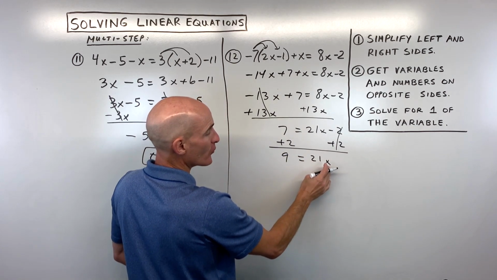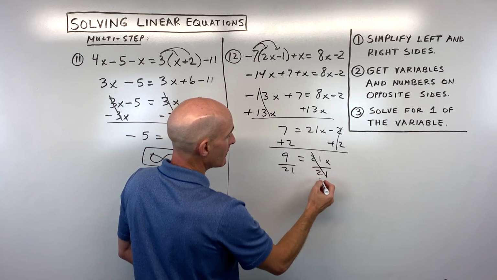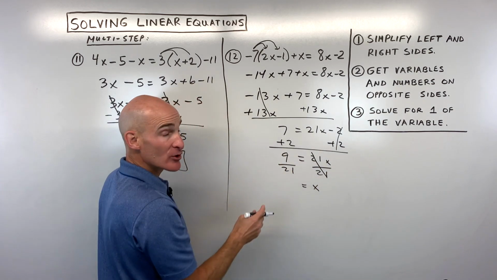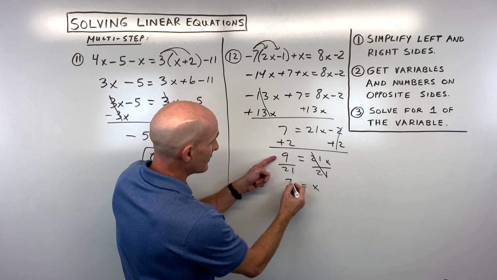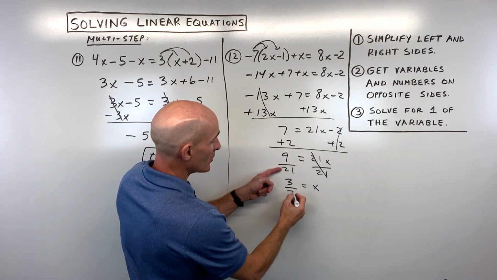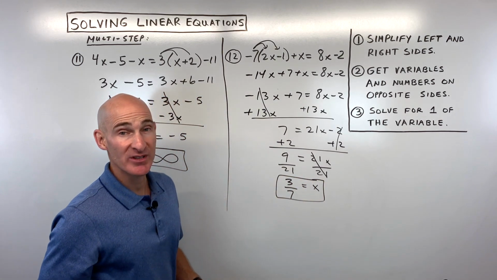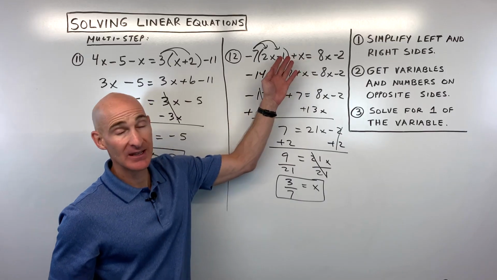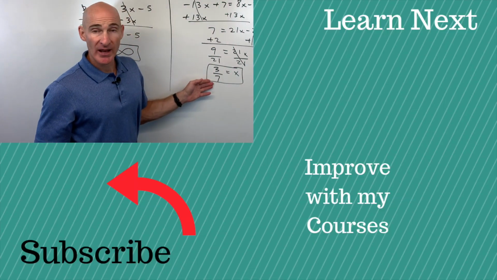And we want to just solve for the variable. So we're going to divide both sides by 21. And with fractions, you always want to reduce to lowest terms. I can see that 3 goes into both of these. 3 goes into 9 3 times. 3 goes into 21 7 times. So our answer is x equals 3/7. Again, you can plug it back in and verify that the left side and the right side match. And this is a good answer.